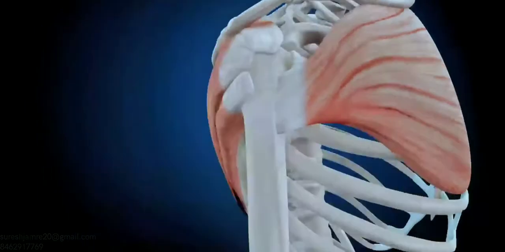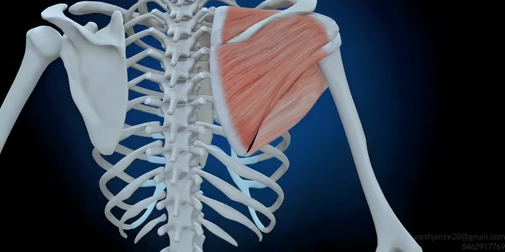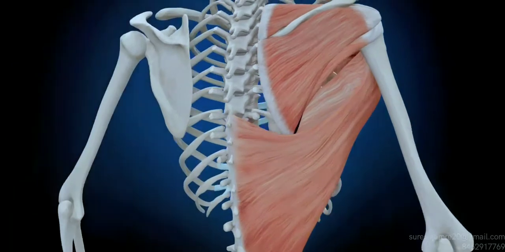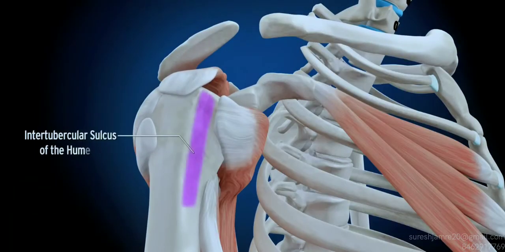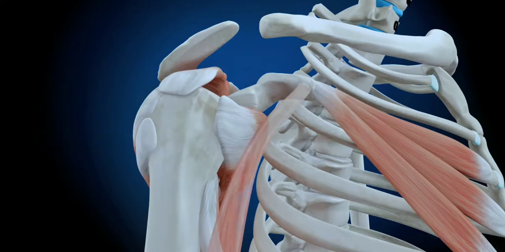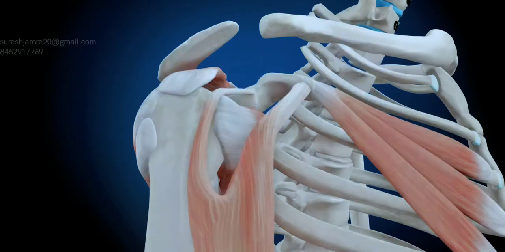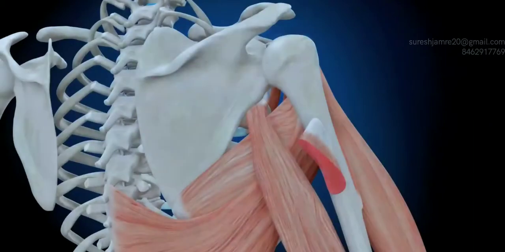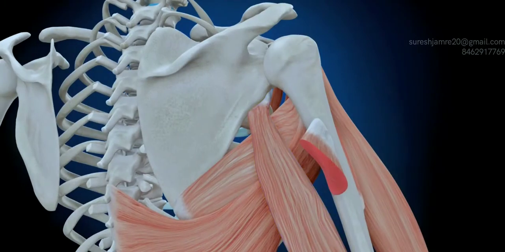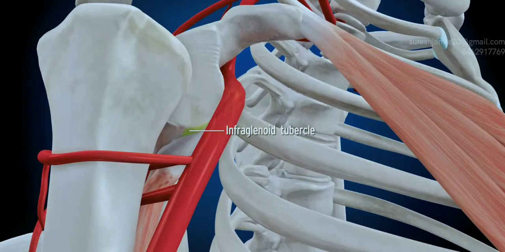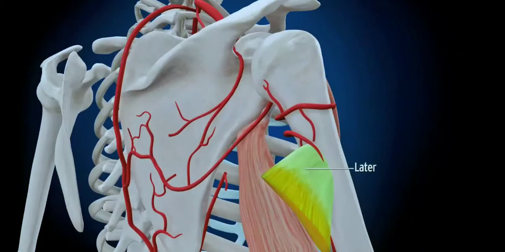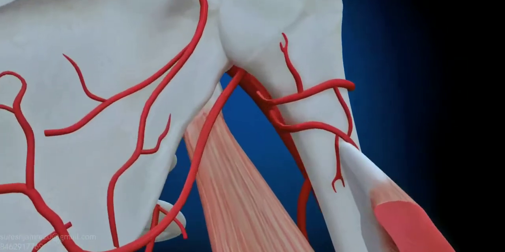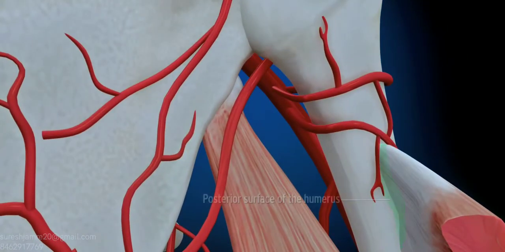Pectoralis major, teres major and latissimus dorsi on the intertubercular sulcus of the humerus. Origin of coracobrachialis and short head of biceps brachii from coracoid process. Long head of biceps brachii from the supraglenoid tubercle. Long head of triceps brachii from the infraglenoid tubercle. The lateral head of triceps brachii from the upper part of posterior surface of the humerus.